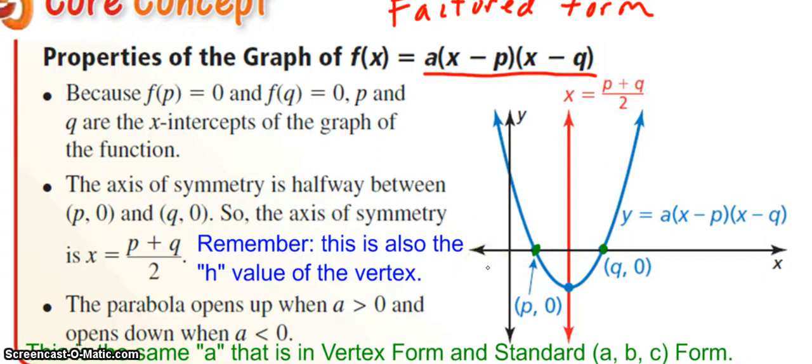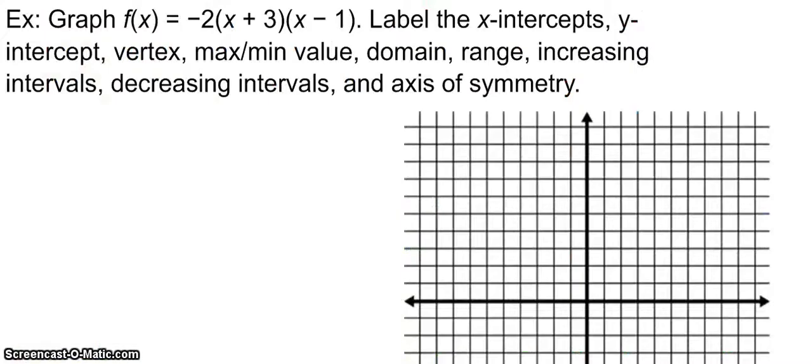All right, let's do an example. I want to graph f of x equals -2 times the quantity x plus 3 times x minus 1. I want to label the x-intercepts, the y-intercept, the vertex, the maximum or minimum value, the domain, the range, the increasing intervals, the decreasing intervals, and the axis of symmetry. Ooh, where do I start?